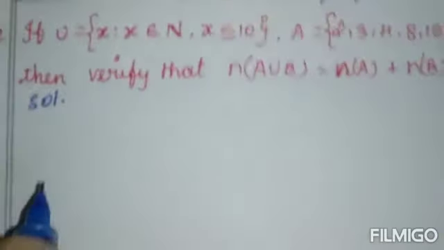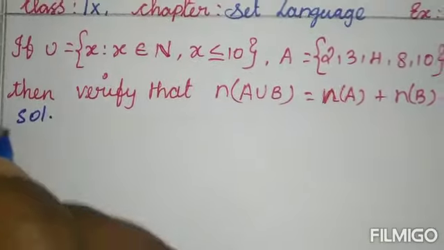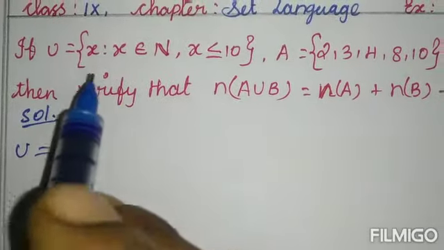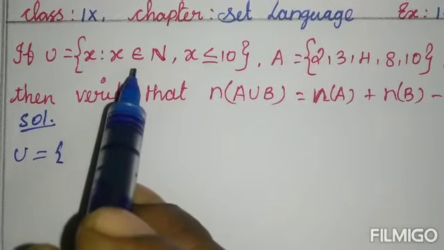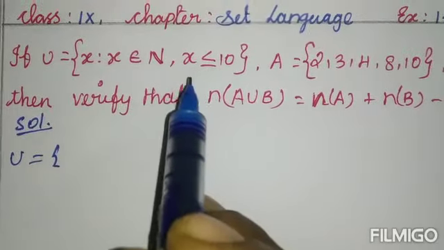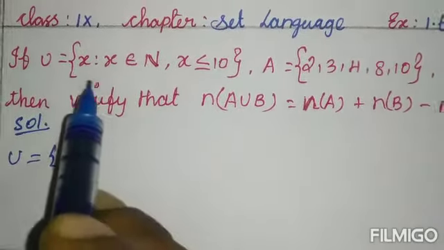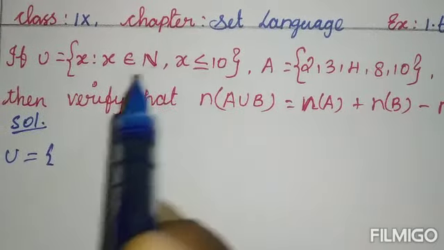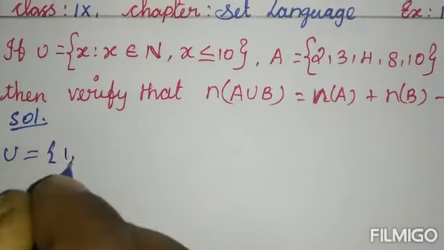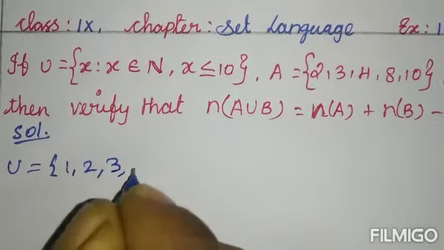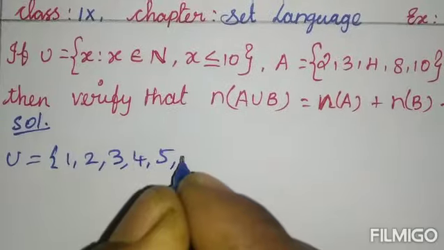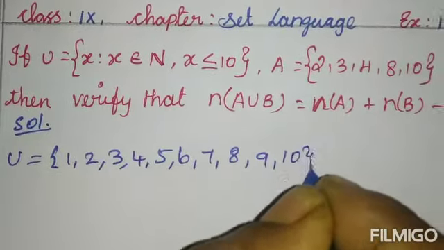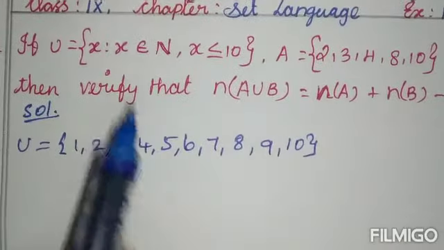Solution. So first let us write the U. Let us list the elements of U. The elements of U are x such that x belongs to natural numbers and x is less than or equal to 10. So the elements in U must be natural numbers, and at the same time they must be 10 or below 10. So 1, 2, 3, 4, 5, 6, 7, 8, 9, 10, because the natural numbers start from 1.